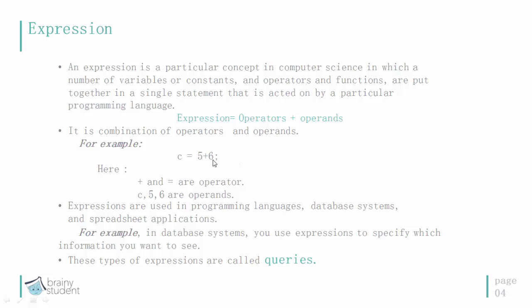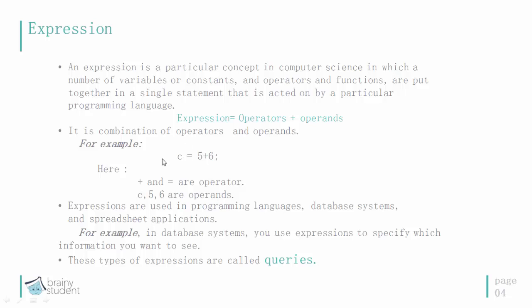So this plus already has a meaning in computer memory. That means if two integer values are used with plus, it will add these integer values. And this assignment operator also has a meaning: it has to assign the r value to the l value. This is the right hand side value and this is the left hand side value. So in this expression, we are going to add 5 plus 6 and that result will be stored in a variable c. So plus and equals are operators and c, 5 and 6 are operands.